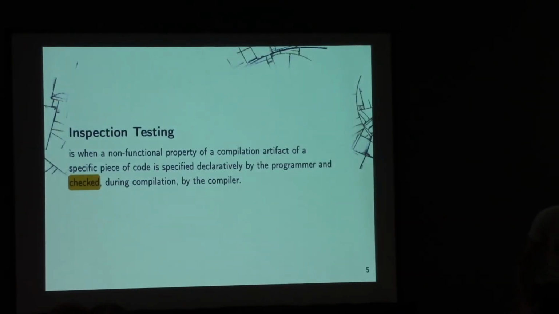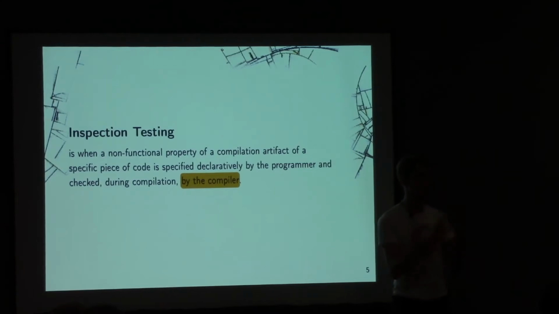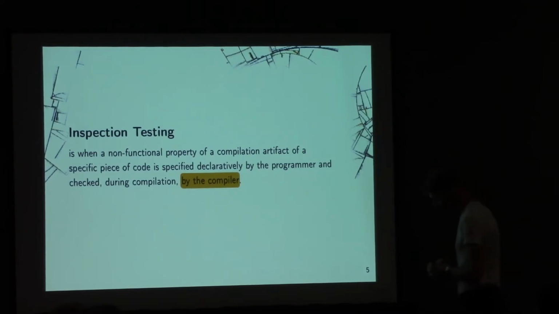Okay, and another important bit of this definition is that it should be checked by the compiler, because we care about what actually happens to our real code as we compile it, and not what might have happened to this code if we had compiled it in a different tool, for example. So this is what I call inspection testing.